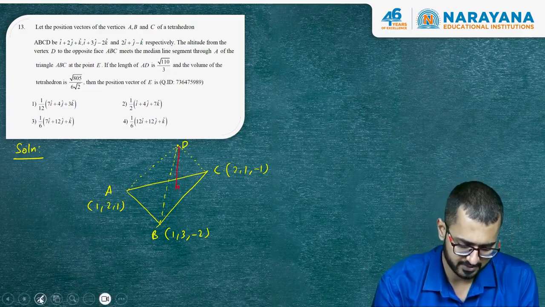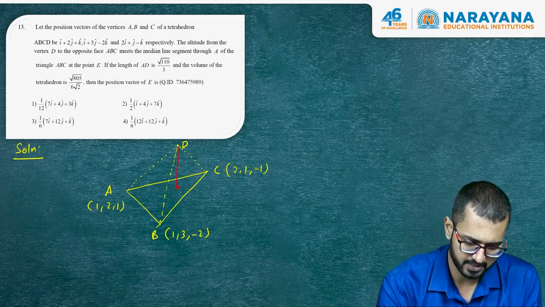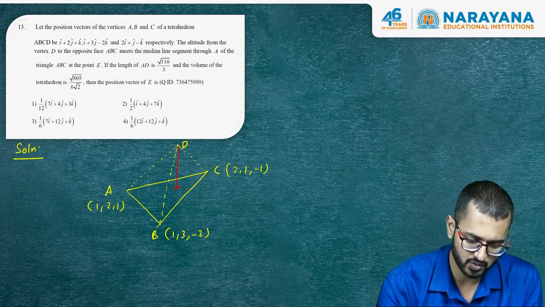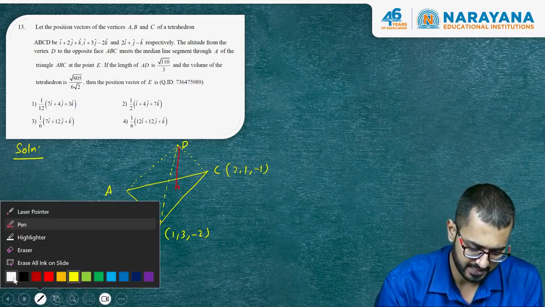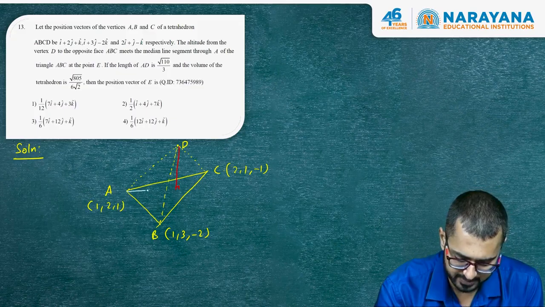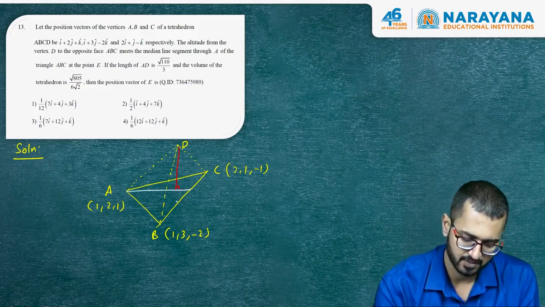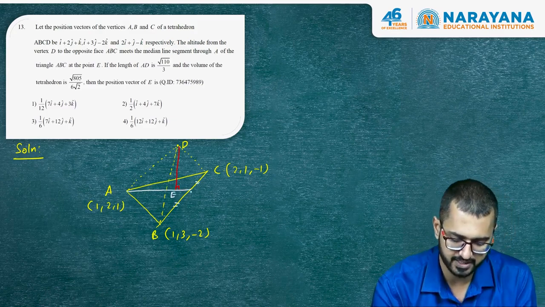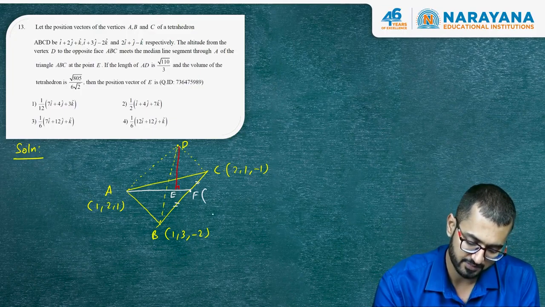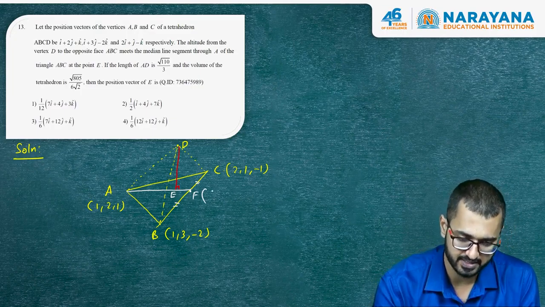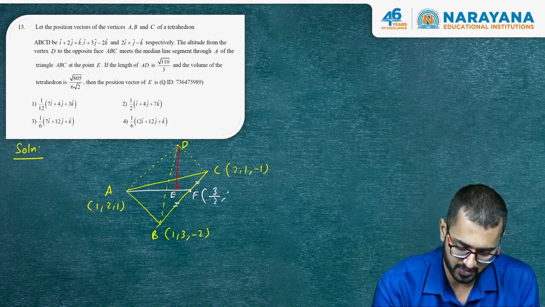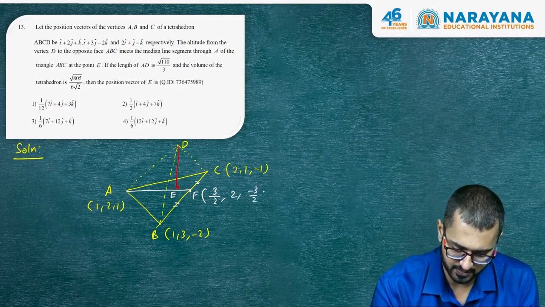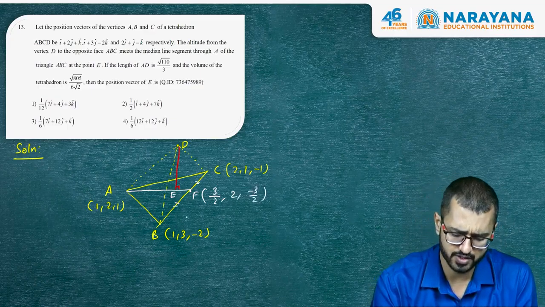It meets the median line segment through A of the triangle at E. So yes, from here my median is passing, so it will go like this. That means these two are now equal, and this meets at the point E. So here is my E. We'll call this F. So F is nothing but the midpoint of B and C. That turns out to be (3/2, 2, -3/2). So we have the coordinates of F now.